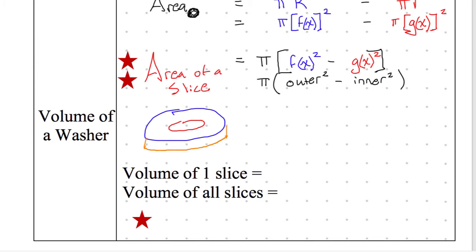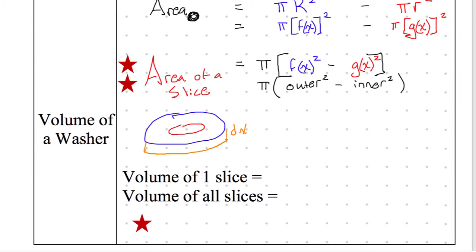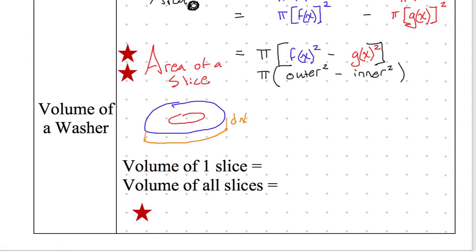Okay, so the volume of one slice. How do I turn area into volume? Multiply by the height, which is dx. So tell me what to write here, arrow. You're basically rewriting this thing, but with something extra. Just one slice would be pi times f of x squared minus g of x squared dx.